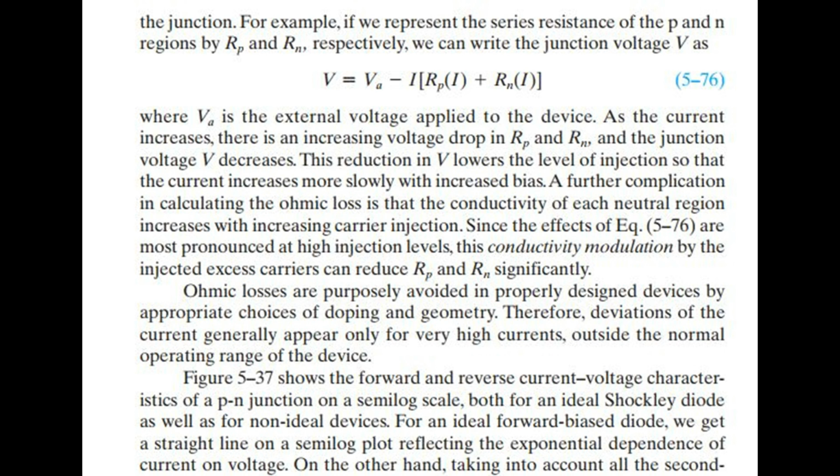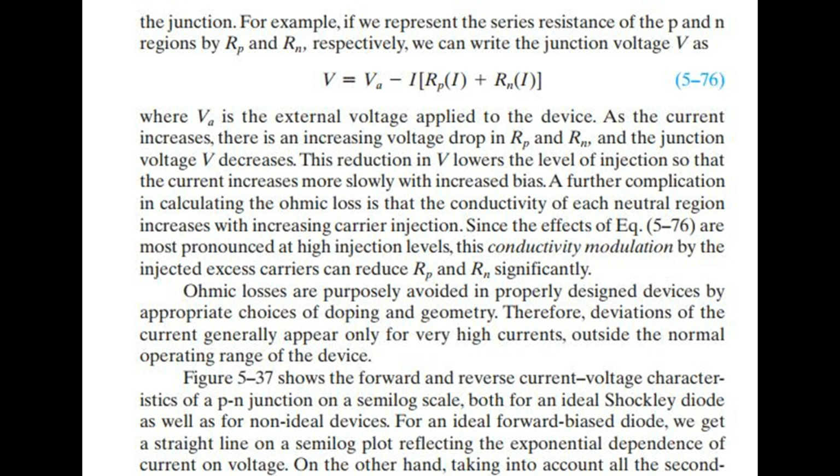As the current increases, there is an increasing voltage drop in Rp and Rn, and the junction voltage V decreases. This reduction in V lowers the level of injection so that the current increases more slowly with increased bias. A further complication in calculating the ohmic loss is that the conductivity of each neutral region increases with increasing carrier injection.